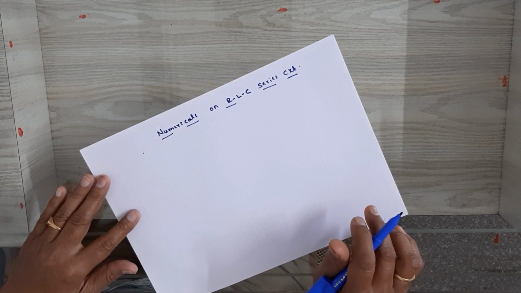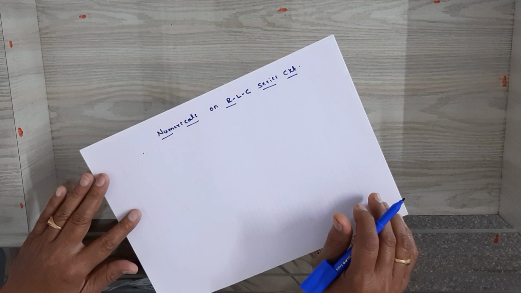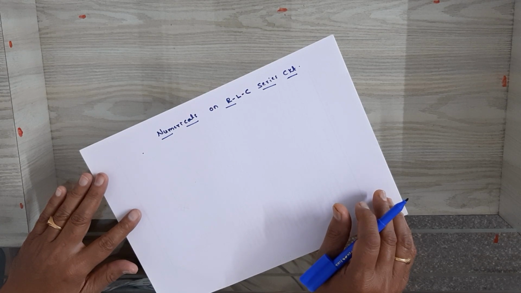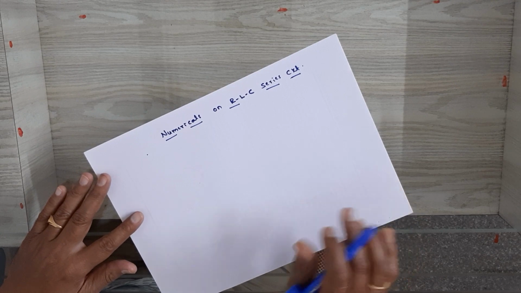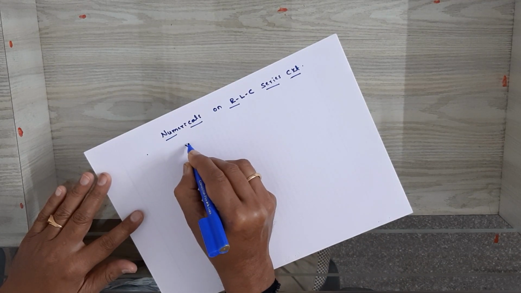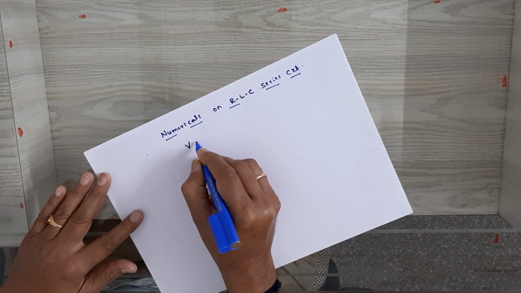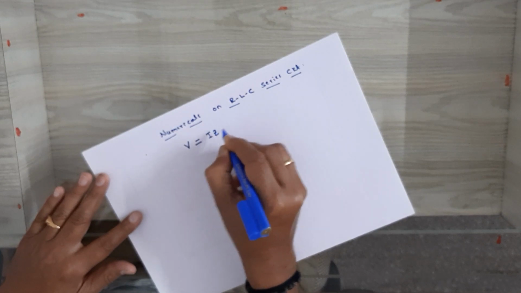Students, we have seen in the last video the analysis of the series RLC circuit. Now we will solve some numericals on RLC series circuits. Once again, here we are using the formulas. The standard formulas are the relation between voltage, current and impedance, that is, voltage V is equal to I into Z volts.